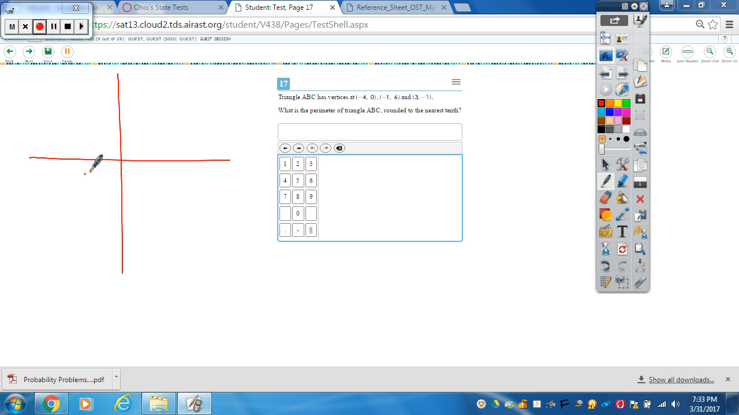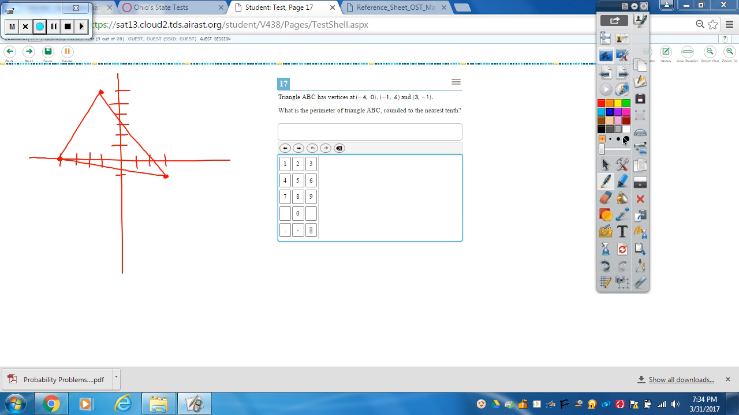So negative 4, 0, place my point. I have one at negative 1, 6. Place my point. Okay. And I have one at 3, negative 1. Okay. So this right here, we have to find the perimeter of. Now how would I do that?